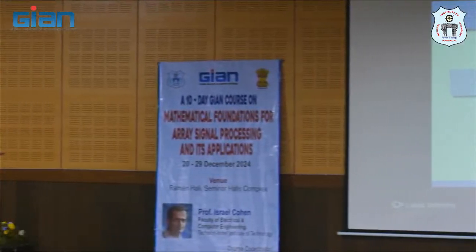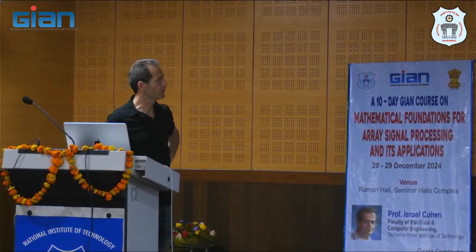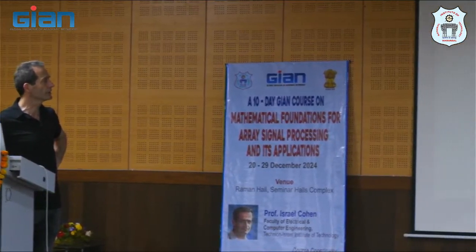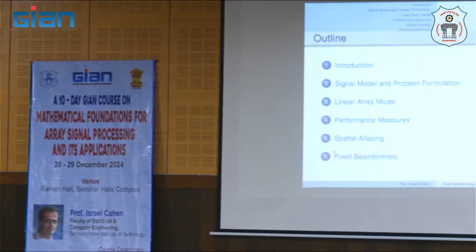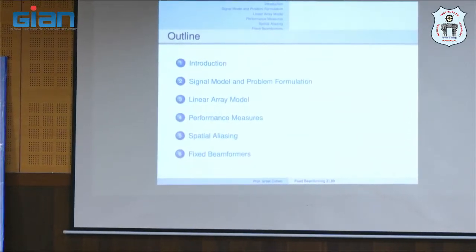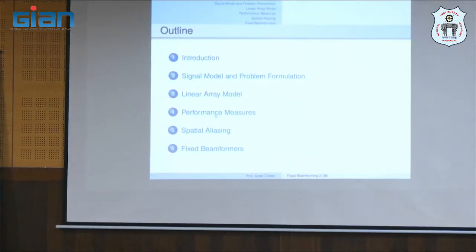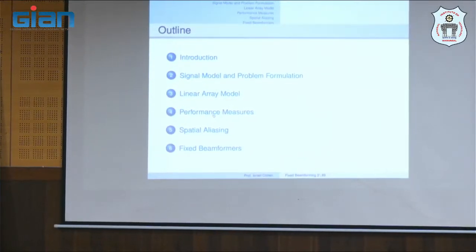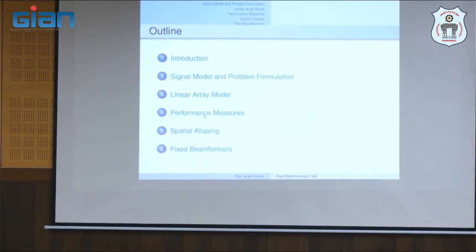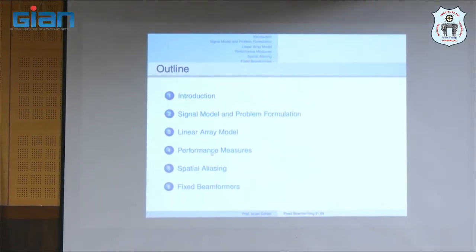Okay. So now, everything will be much simpler. We will define the signal model and problem formulation. We will talk about linear array model, performance measures, spatial aliasing, and fixed beamformers, which are optimal based on the definitions of the performance measures. So this part will be quite straightforward. Okay, we will talk about it because we understand what are the differences and we know the solutions that we did with signal enhancement.